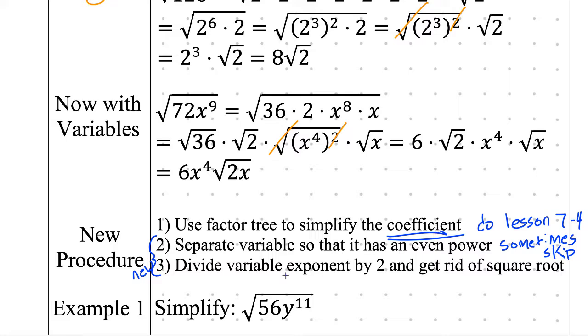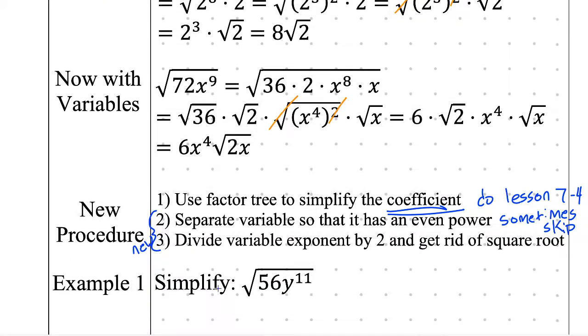You can immediately skip then to step 3, which is you need to divide the variable exponent by 2. Look, I had 8. 8 divided by 2 is 4. And then you can just get rid of the square root. I mean, that's skipping a step. I'm essentially skipping from here all the way over here. You can divide by 2 and get rid of the square root. Divide by 2, get rid of the square root. That's how I got from here to here. That is the shortcut that I'm showing you.